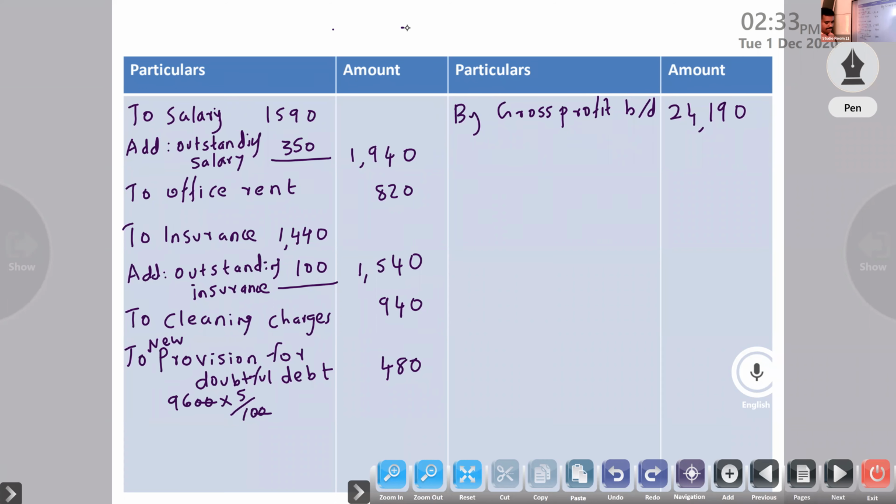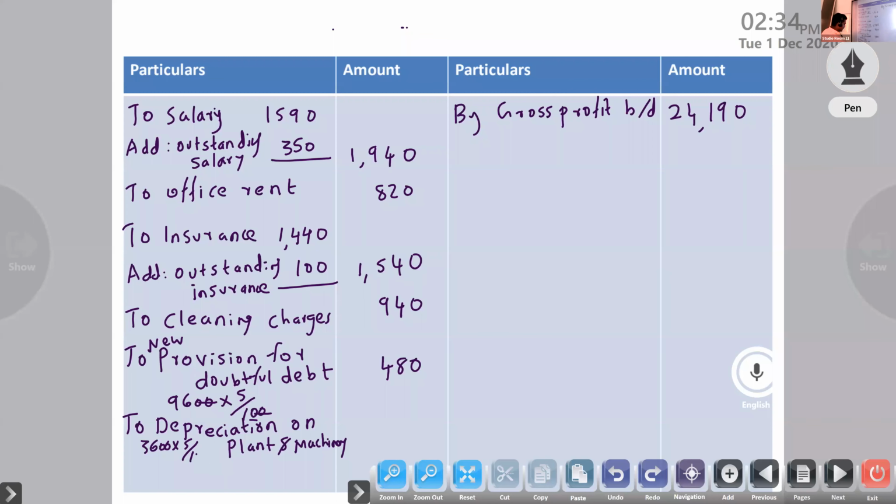The second adjustment, I will revise: outstanding wages, outstanding salary, we already wrote. Third adjustment, factory rent prepaid, we already subtracted from the trading account. Depreciation, okay, we have to write depreciation. To depreciation on plant and machinery. We look at plant and machinery, 3,600 at 5%, so 180.